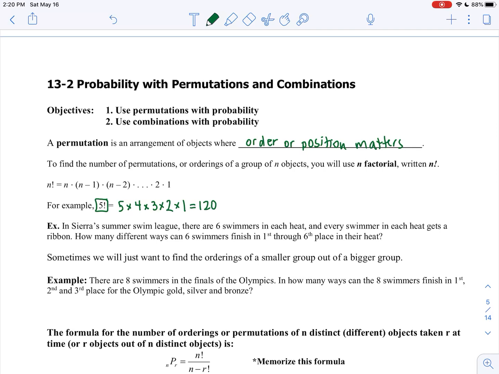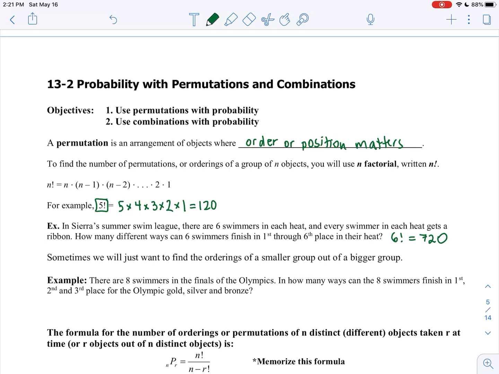So in the first example, in Sierra's summer swim league, there are 6 swimmers in each heat, and every swimmer in each heat gets a ribbon. How many different ways can 6 swimmers finish in first through 6th place in their heat? Because order matters, we take 6 and multiply by 5, because there would only be 5 left to pick from after the first selection, then 4, then 3, then 2, then 1. To summarize that, we say 6 factorial, which is 720.